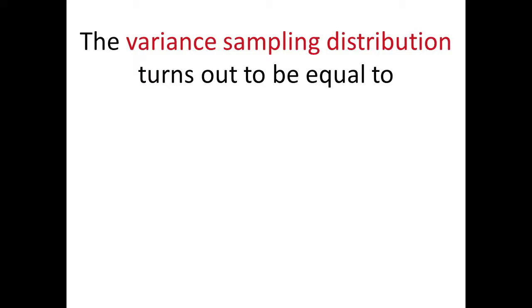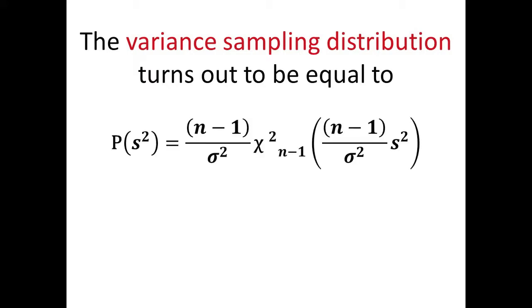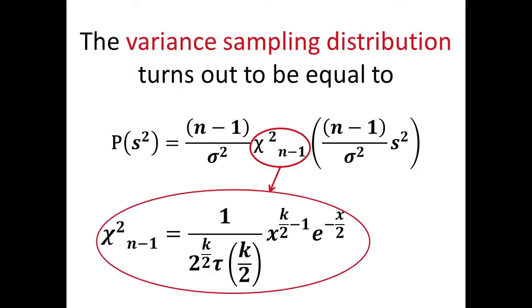The variance sampling distribution turns out to be equal to the probability of s squared equals n minus 1 divided by sigma squared, times the chi-squared distribution of type n minus 1, whose argument is s squared times n minus 1 divided by sigma squared, where the chi-squared distribution is defined by this function.